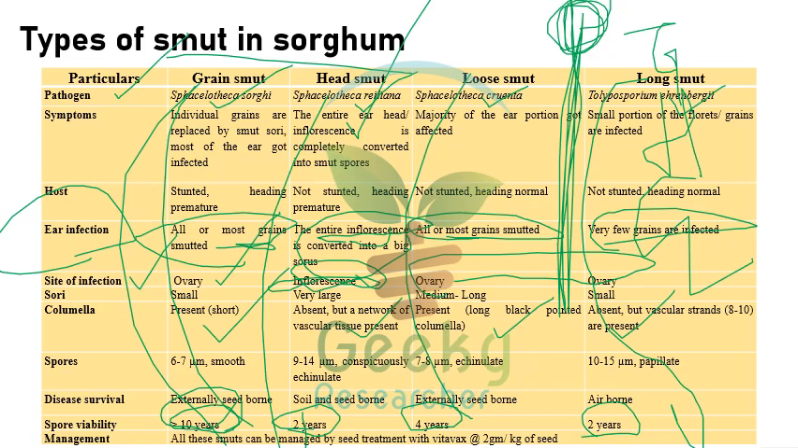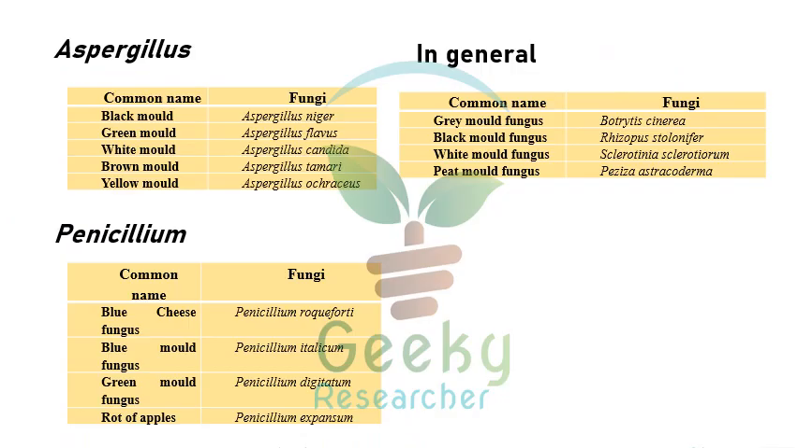All smuts can be managed by seed treatment with Vitavax. In general, there is something about Aspergillus and Penicillium, which I will tell you. Generally, black mold in Aspergillus is Aspergillus niger. Green mold is Aspergillus flavus. White mold is Aspergillus candidus. Brown mold is Aspergillus tamarii. Yellow mold is Aspergillus aureus.